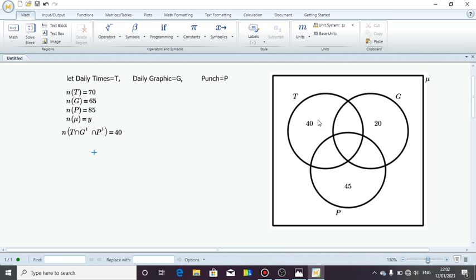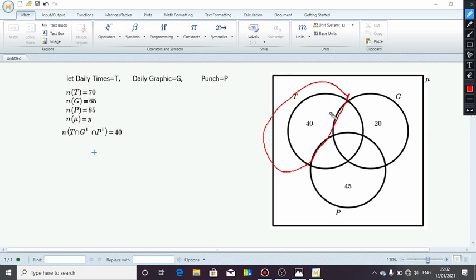Because in this place here, there's no way circle G can come to this 40, or circle P can come to this 40. So this space is those alone. It's just like if I cut this place out. Let me get my pen. If I take this place out, if I remove here, you see everybody in this place doesn't have any link to Daily Graphics and Punch. So this place will just be on their own. Now you can see it.